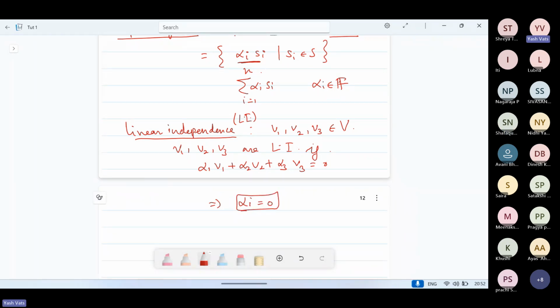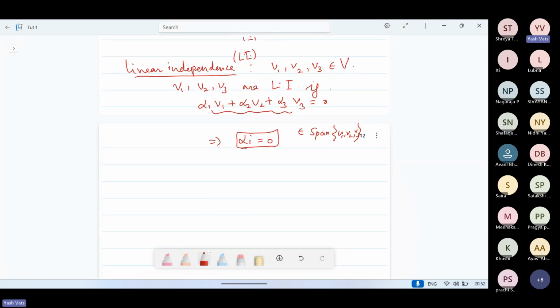This is a linear combination, in the span of the set v1, v2, v3. If the linear combination is 0, then the coefficients contributing to the linear combination are all zeros. That is linear independence.